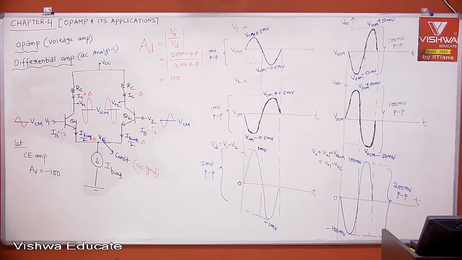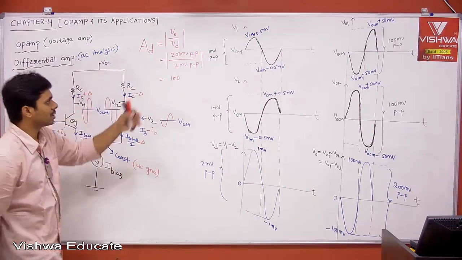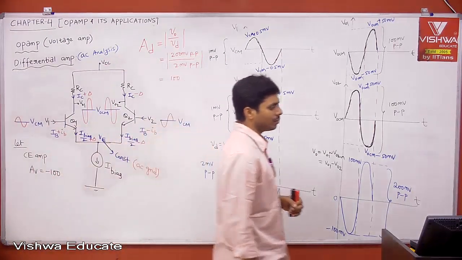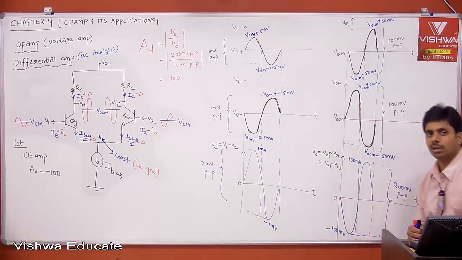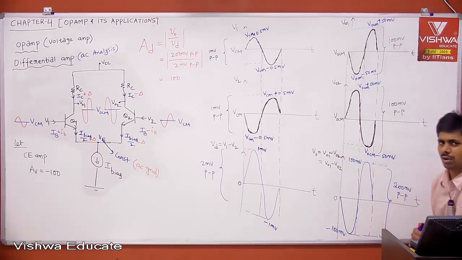Actually, we can do some mathematical analysis, but again you will get the same answer. Then why do it? Instead, we can invest some time to solve problems. The differential gain is equal to the single-transistor gain, whatever I told before, which is HFE into RC divided by HIE, right? If you take the simplified model, we will get the same thing. Not required. Enough. Then after this, immediately we can go for the practical differential amplifier.